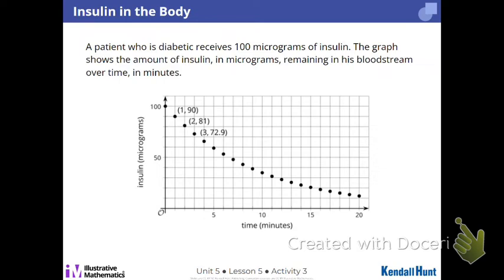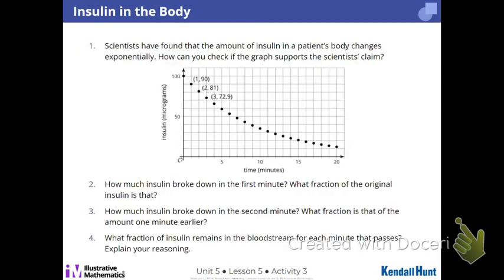Does this look like exponential growth or decay? Decay, less and less. So your job is to figure out what fraction of the original insulin there was for 2 and 3. And then I want you to come up with a fraction of the insulin that remains. Okay, so just take your time, read through it a second time. You have values for 1, 2, and 3 minutes. You're going to find that ratio to start explaining the common factor of how this insulin is going through the body.